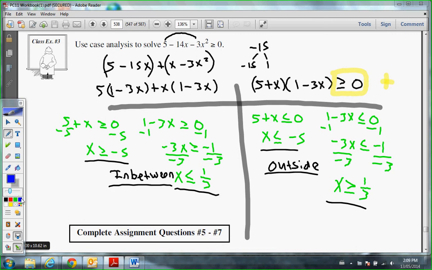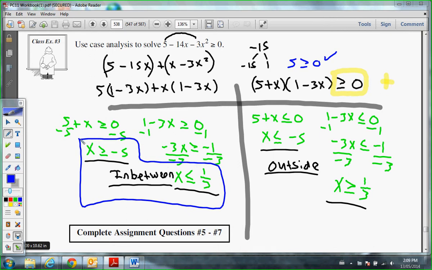Let's see, something bigger than negative 5, less than 1/3. Let's go with 0. That's super simple. So 0 up here is going to give me 5, and then negative 3 times 0 is 0, so 1. 5 times 1. Is 5 times 1 greater than 0? It is. So this is confirmed. This side is my answer. Okay, so it's the in-between. If we want to write that answer out, it would be greater than or equal to negative 5, less than or equal to 1/3.